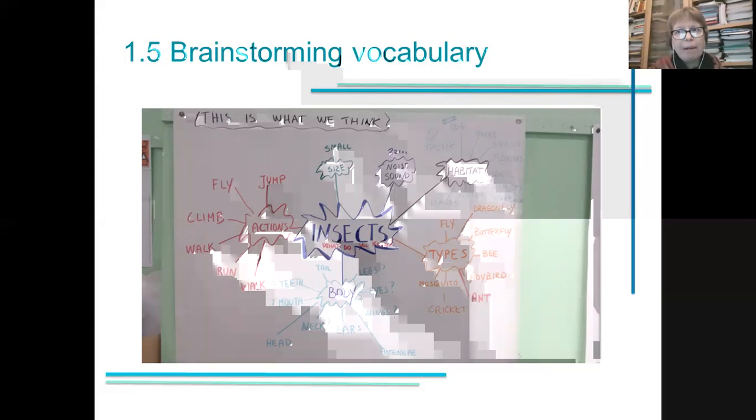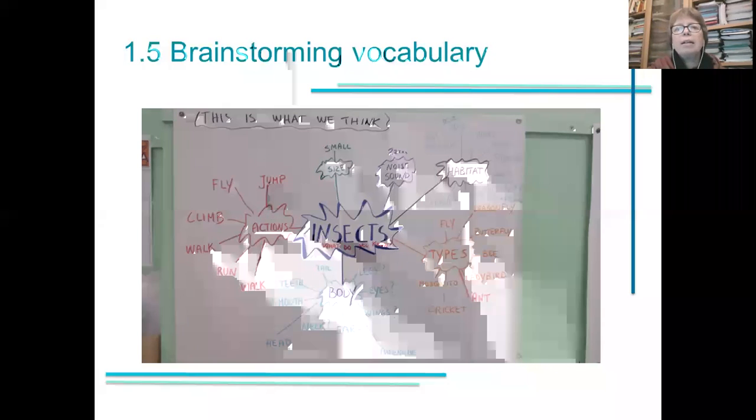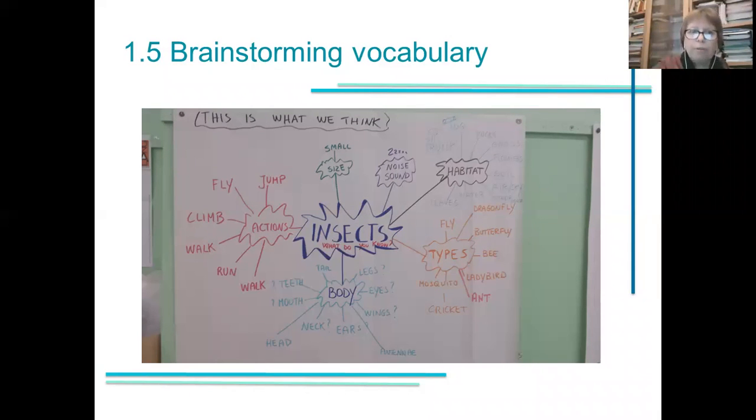Again, to activate prior knowledge, another strategy can be brainstorming vocabulary. For example, in this case, I put the word insect in the middle. And then children gave me all the words that came to their mind, in Italian or in English, it didn't matter. If they told me the words in Italian, I translated them into English. And then we classified all these words in this word map. So we started from what children already knew, and it was a lot.